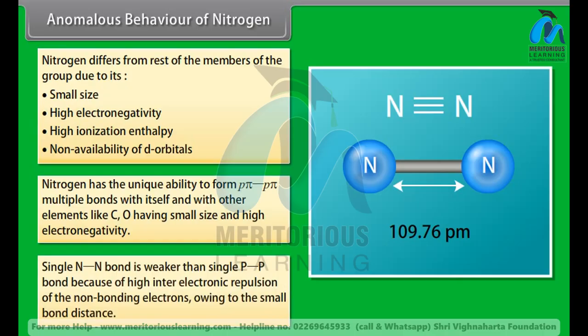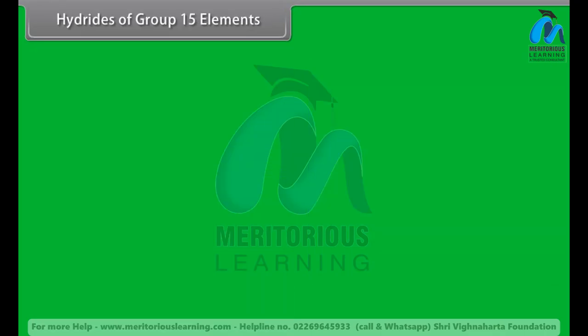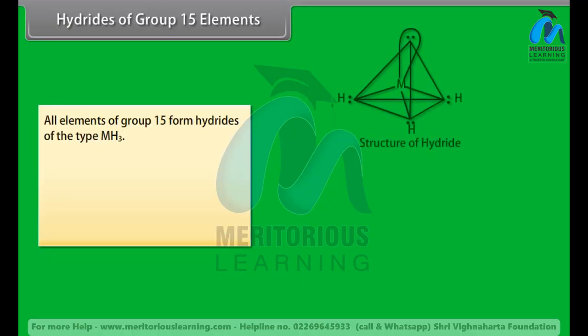Single nitrogen-nitrogen bond is weaker than single phosphorus-phosphorus bond because of high inter-electronic repulsion of the non-bonding electrons owing to the small bond distance. Hydrides of group 15 elements. All elements of group 15 form hydrides of the type MH3.